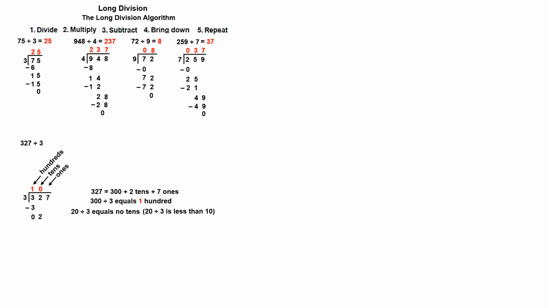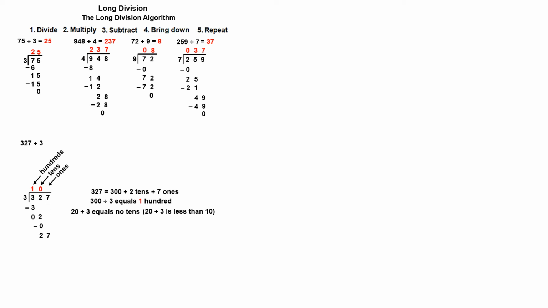We now multiply the 3 and the 0 and put the answer right under the 2. We write a subtraction sign next to the 0. 2 tens minus 0 tens is 2 tens. Write your answer directly below the 0. Bring down the next digit of the dividend. Bring the 7 down next to the 2.